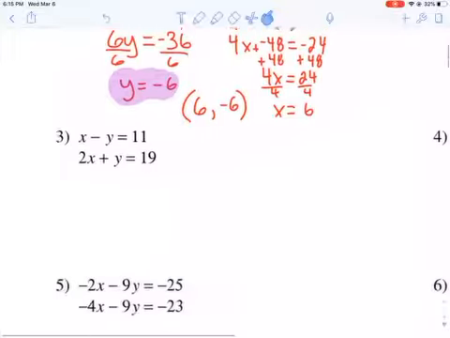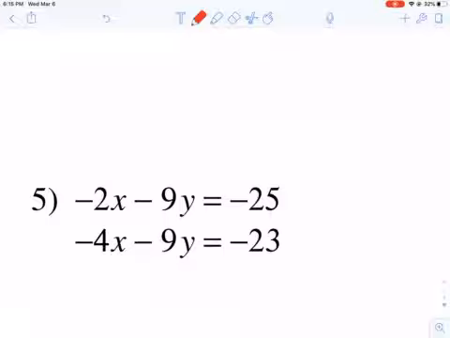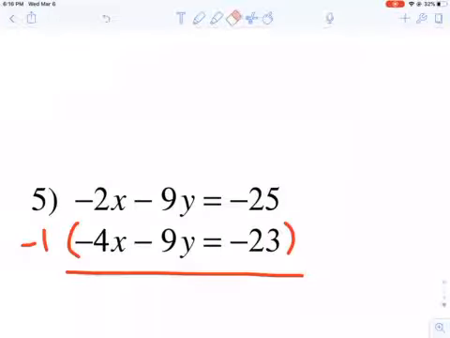Let's try another example here. I'm going to go with this one here. Now, let's see. I'm going to stack them again. Now, if I try to use addition, it's not going to necessarily work, because negative 9y plus negative 9y is not going to cancel out. However, this time, I can subtract. Now, some teachers, they'll ask you to multiply the whole thing by negative 1. You can do that. What I like to do is, I'm just going to do a few different subtraction problems here, that's all. So I have negative 2x minus negative 4x.